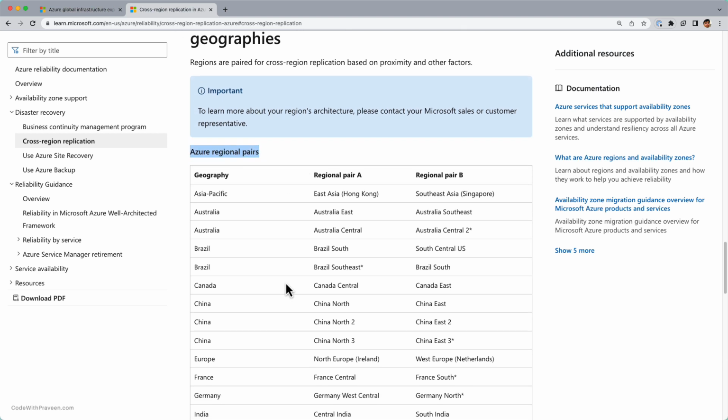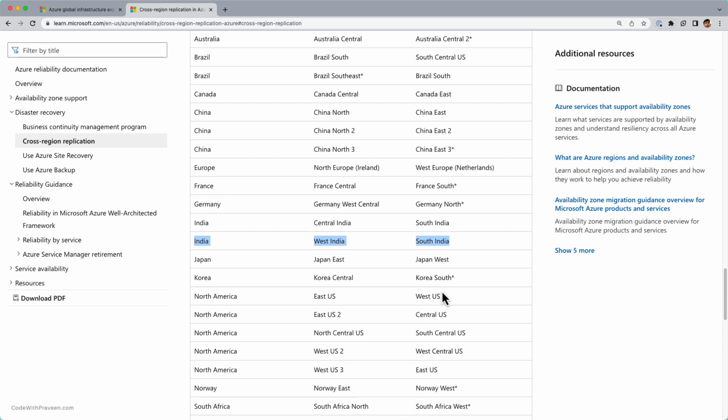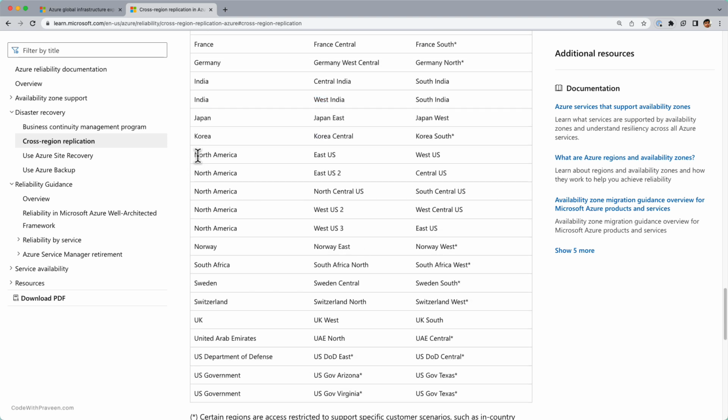This list shows them as of the time of this recording. For Central India, the region pair is South India. Similarly, for West India, the region pair is again South India. Meanwhile, for North America, the region pair for East US is West US.